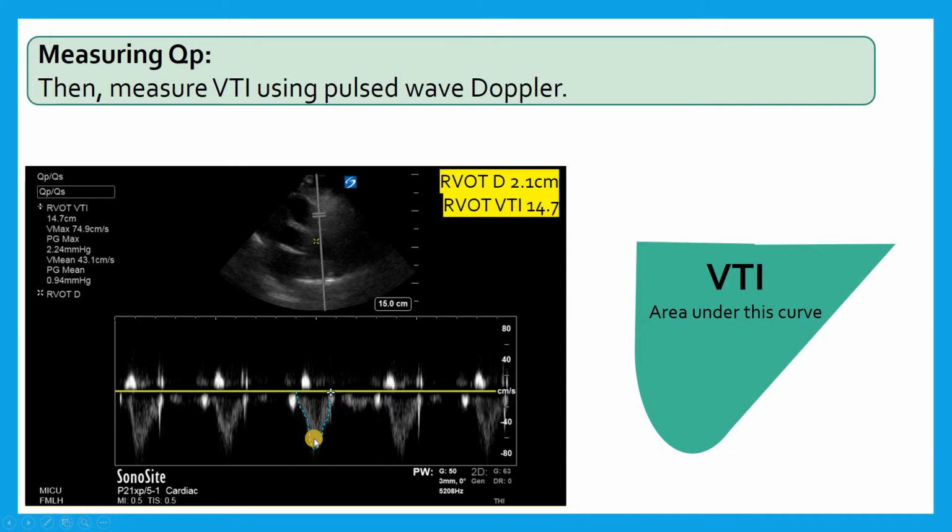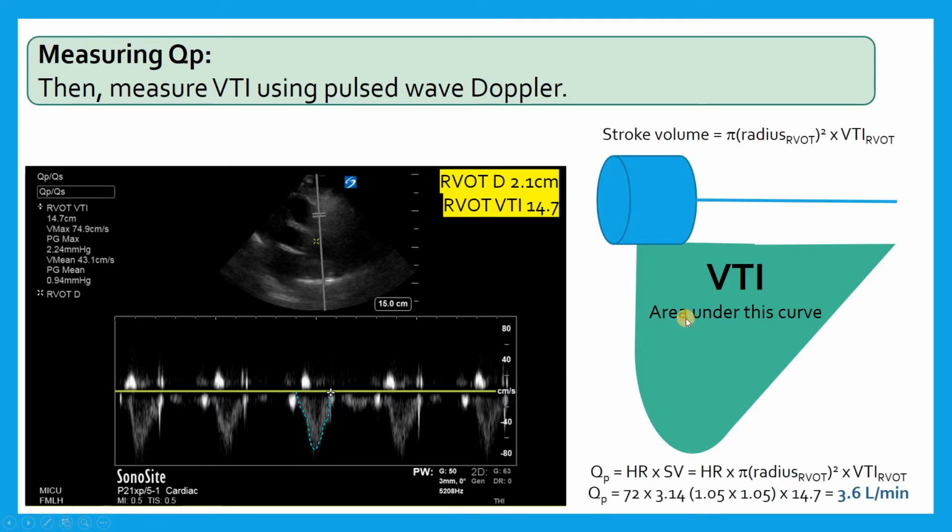This is my systolic ejection curve on my pulse wave Doppler, and the area under this curve is called my velocity time integral. And the principle of the velocity time integral is this. If I know the diameter of the circle that this velocity time integral is going through, and I know the area under that curve, I can actually figure out how much blood volume is going through in that time, which is another way of saying I can figure out my stroke volume.